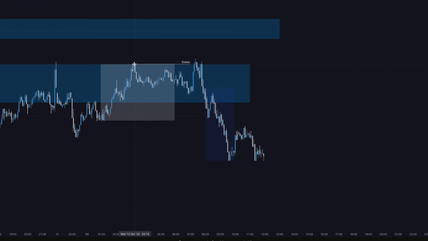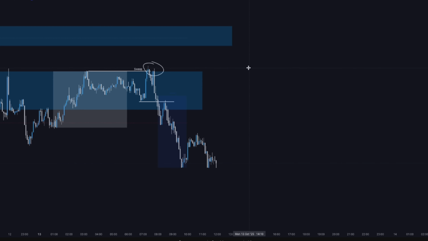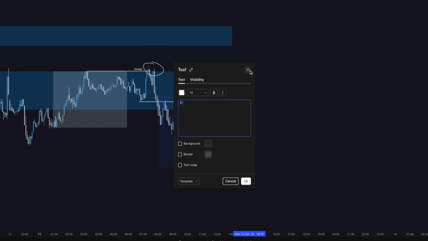In this case, what we actually got was a sweep of the Asia high. Price eventually swept this and dropped all the way downwards. Now, what we really want to look for is for price to displace towards the downside. So if I really had to put this in steps, number one, let's actually make this even bigger as well.